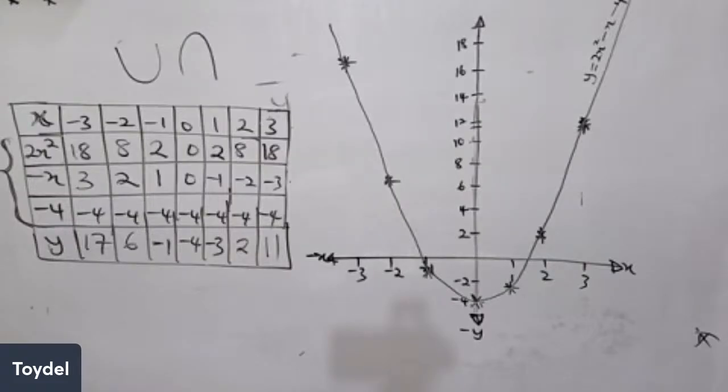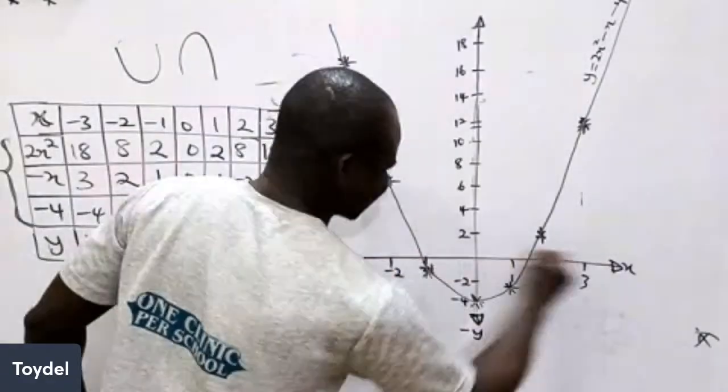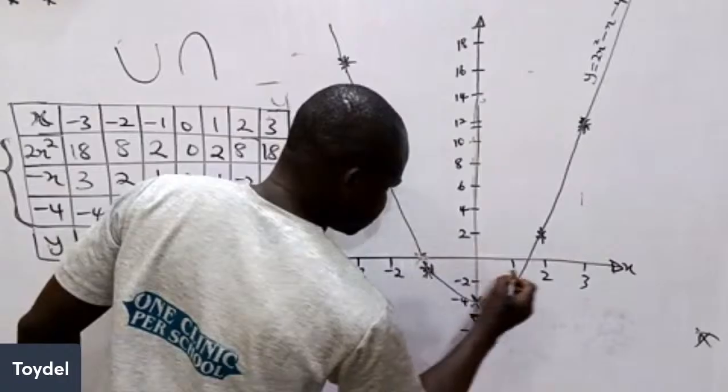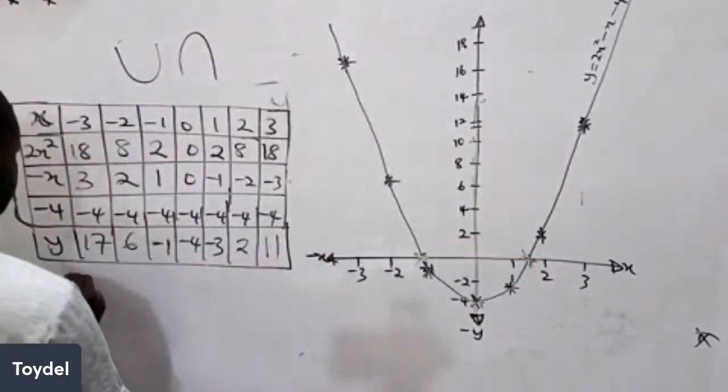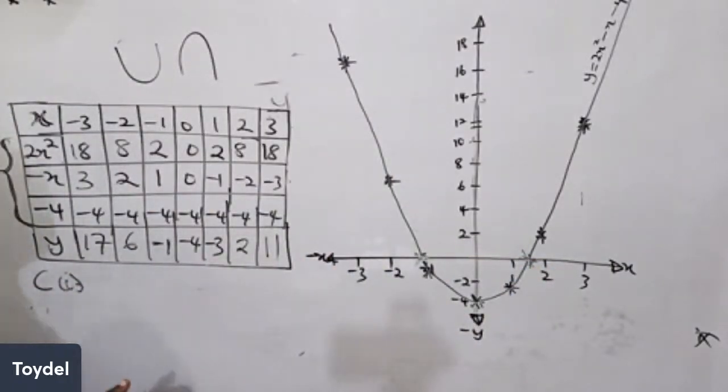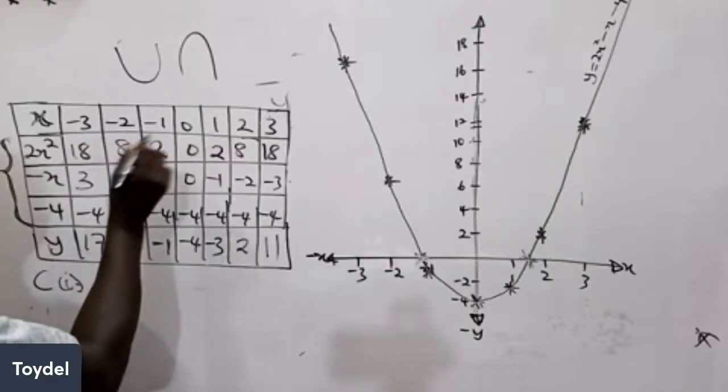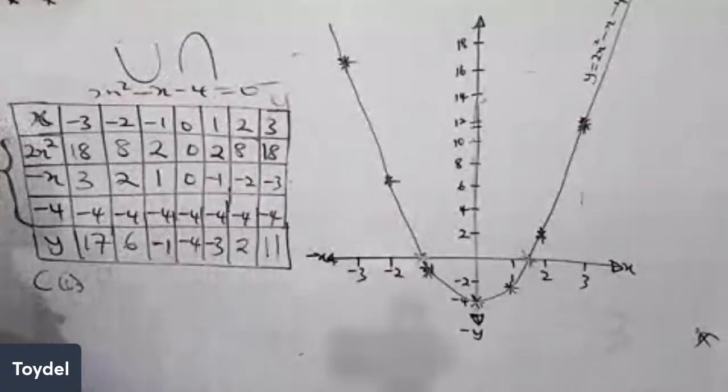The root of the equation is the value of x when y is equal to 0. So we trace it out. Because this is y, y will be equal to 0 along the x-axis. So this is the root of the equation. For Roman figure 1, the root is when y is equal to 0, that is, 2x squared minus x minus 4 equal to 0.